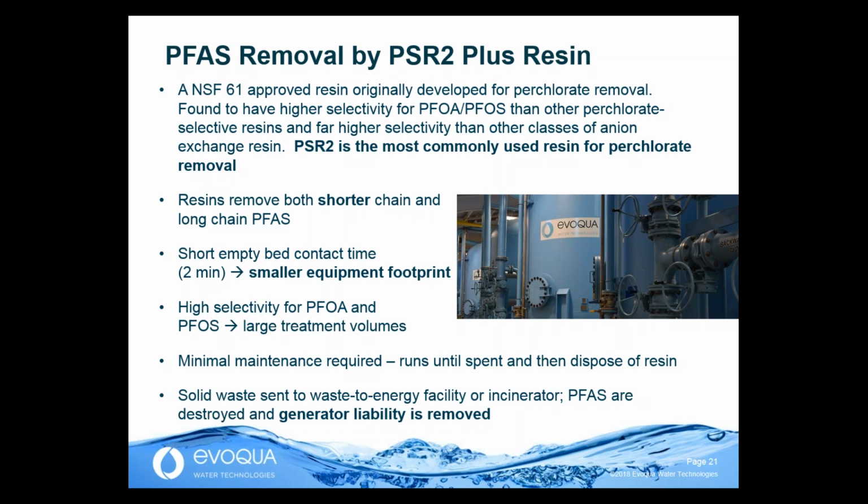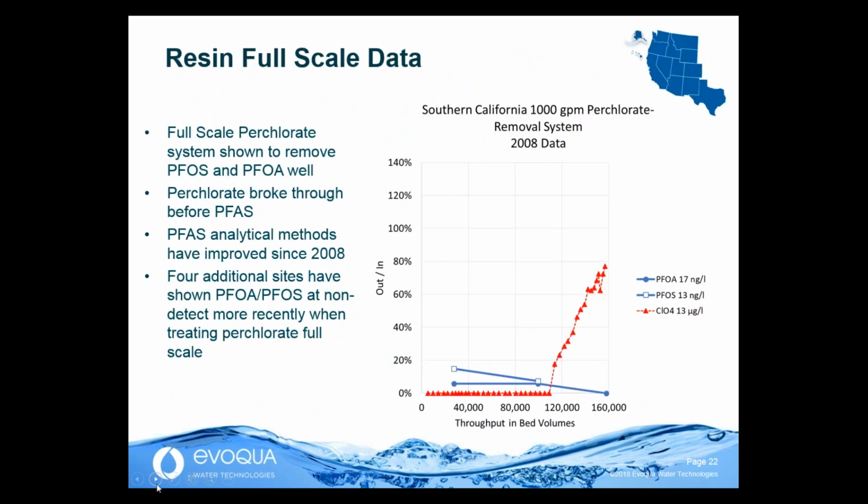We talked a little bit about the large treatment volumes and long throughput, and we'll get into that in some of the data. It's very simple to run. It runs until it's spent, and then you dispose of it. We don't recommend backwashing it anytime, so that is a little bit less equipment as well. And then finally, I touched on this, but when the resin is destroyed, it's sent to a waste-to-energy facility or an incinerator, and they're basically burned and destroyed during that disposal process.